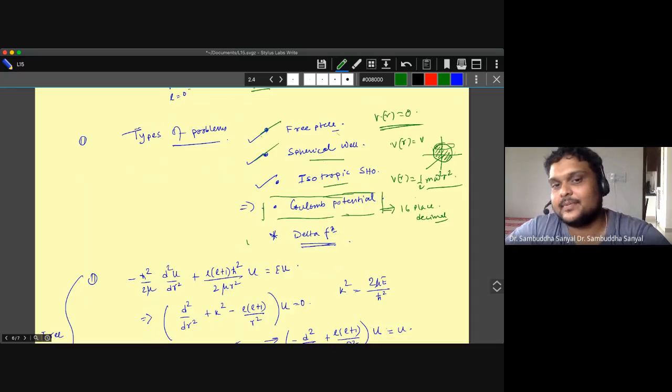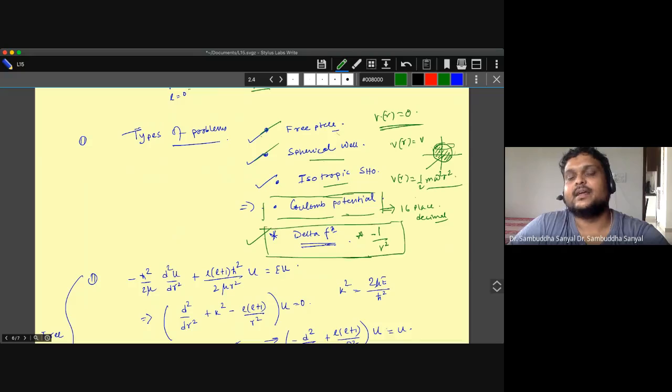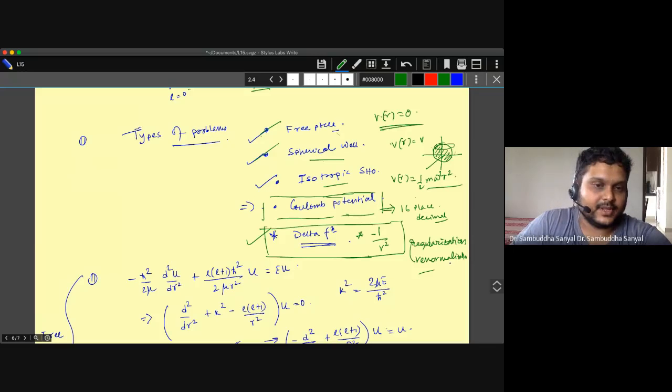And then there is another problem, which is the delta function potential, the 3D delta function potential problem. This is something we will not do. There is also another problem, which is the 1 by r square potential, and these two problems have an issue of regularization and renormalization. So you need to use this idea of regularization and renormalization, which is something we will not do in this course, but these are very rich problems on their own.